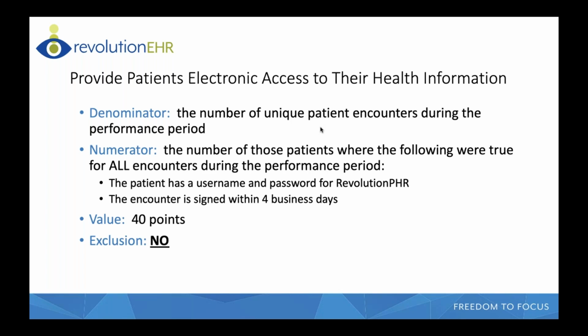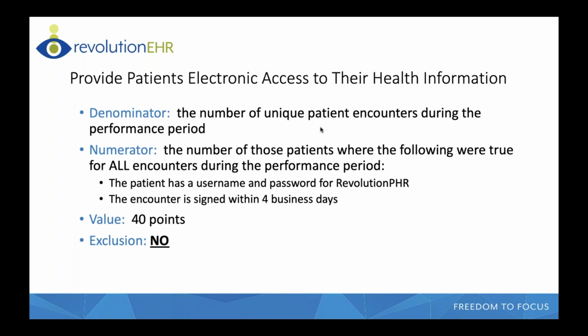The patient has a username and password for Revolution PHR. And what I'm not saying there is you need to create a new username and password at every single encounter. I'm simply saying that those need to be present for each encounter during the performance period. Or to say that differently, it has to be present at the first. Okay, and then the encounter is signed within 4 business days.